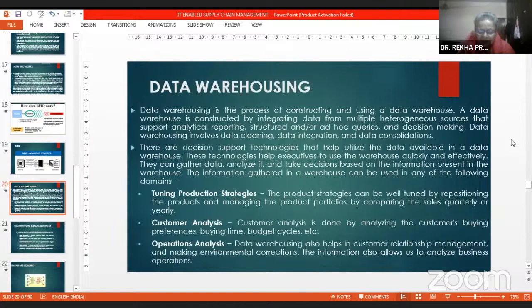Then operation analysis. Data warehousing also helps in customer relationship management and making environmental corrections. The information can also allow us to analyze business operations. So in operations, data warehousing helps in doing what is right for the customer and understanding the environmental issues. All these things are done through data warehousing.